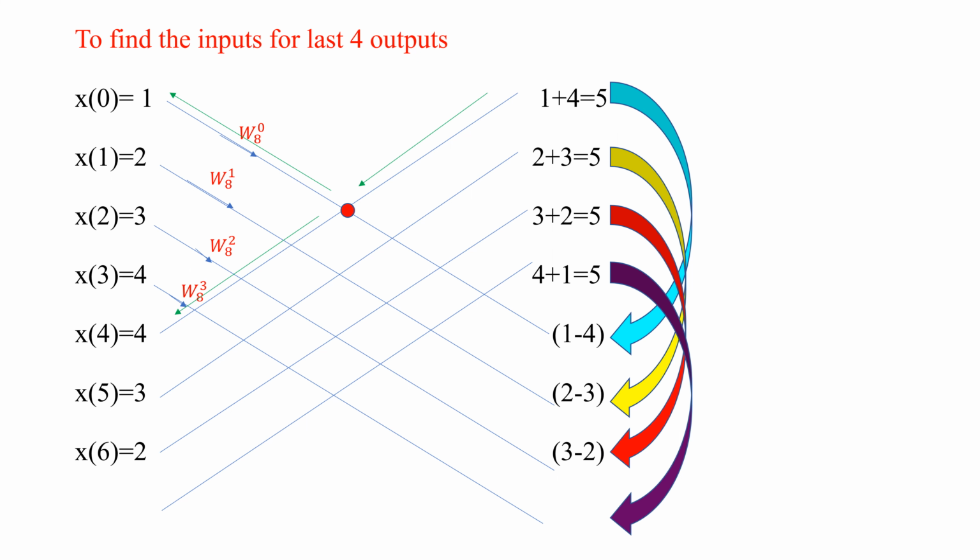Now you see the red color arrow. It relates the third and seventh output. So these two have the common inputs 2 and 3. Similarly, the dark blue color indicates that 1 and 4 are the inputs for the fourth and eighth output.